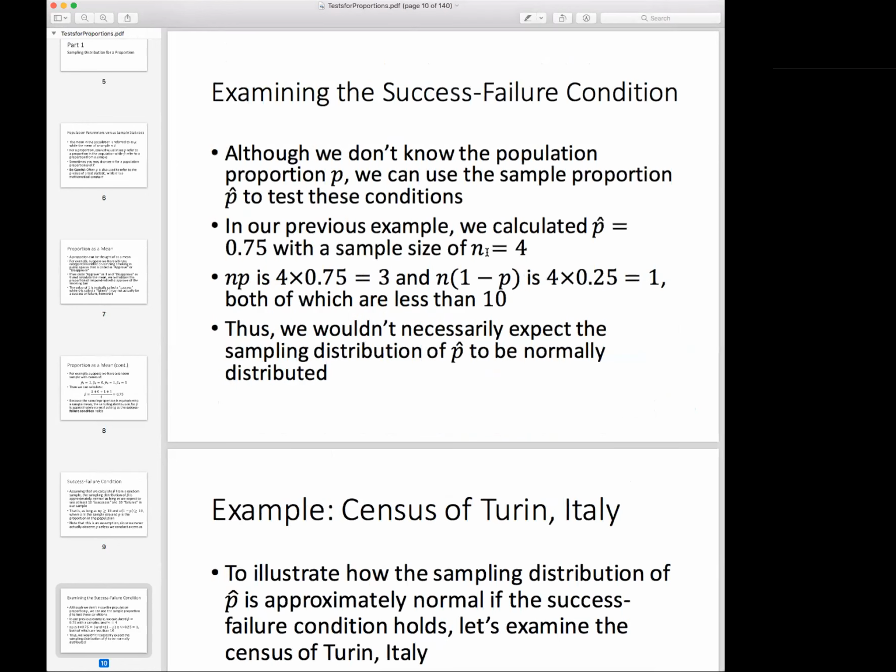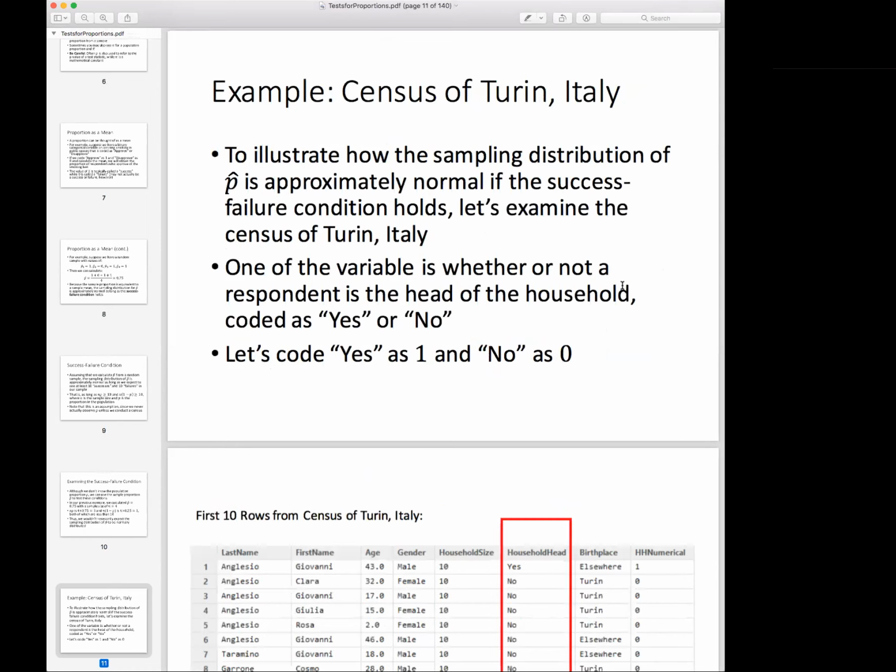So although we don't know the population proportion p, we can use the sample proportion p hat to test these conditions. We calculated p hat to be 0.75, and if we look at the success-failure condition, we multiply out the expected successes and the expected failures. We see there are 3 successes and 1 failure. Both are less than 10. Thus, we would not necessarily expect the sampling distribution of p hat to be normally distributed.